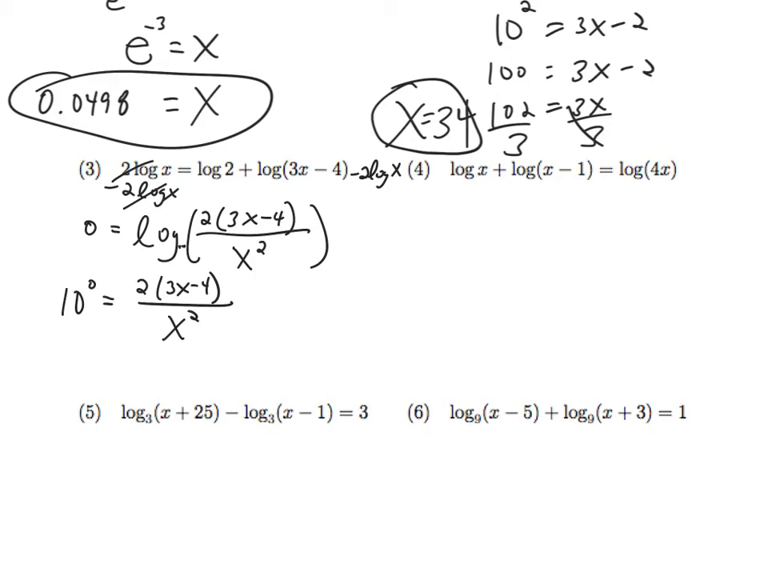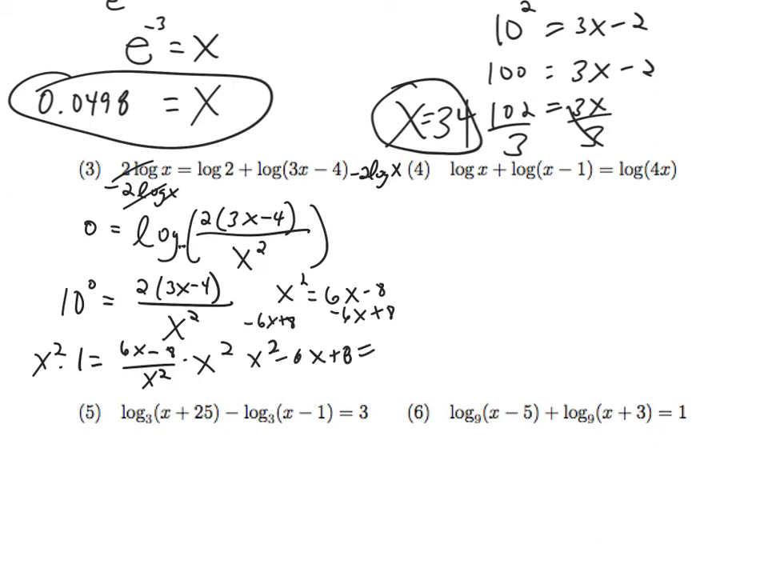Anything raised to the power of 0 is 1. So 1 equals (6x minus 8) over x squared. I can multiply both sides by x squared to get it out from under where it is. So now I have x squared equals 6x minus 8. I'm going to put all of my stuff over to the left. Subtract 6x, add 8. So now I have x squared minus 6x plus 8 equals 0.